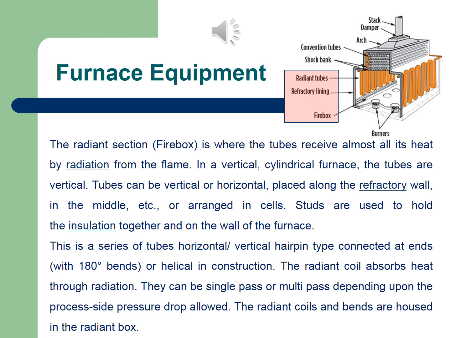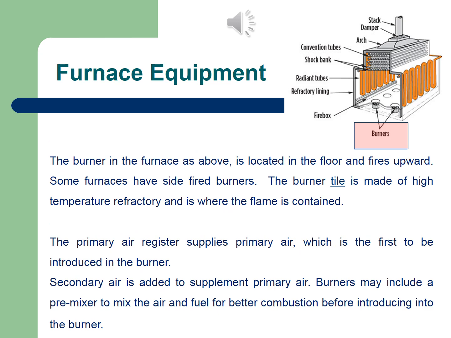So usually it's in a series of tubes, horizontal, vertical, hairpin type connected at the ends with 180-degree bend, or helical in construction. And the radiant coil absorbs heat through radiation. They can be single pass or multi-pass depending upon the process side pressure drop allowed. Radiant coils and bends are housed in a radiant box. So again, what we're trying to do here then is we need to maximize the area. So by maximizing the area, we have the most efficient heat transfer.